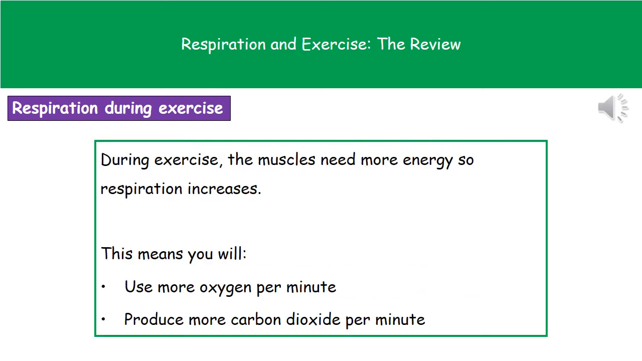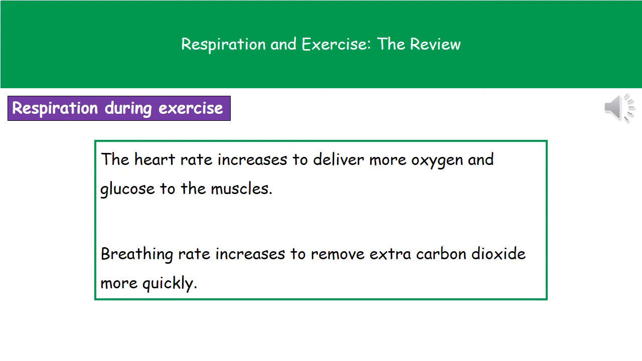So if we consider what actually happens when we exercise. During exercise, our muscles are going to need more energy in order to carry out more contractions. So if they need more energy, respiration has to increase. For respiration to increase, then we're obviously going to need more oxygen, because we're going to be using more oxygen every minute, which means we'll also be producing more carbon dioxide every minute. As a result of this increased use of oxygen and increased production of carbon dioxide, we see this knock-on effect to other organ systems within the body.